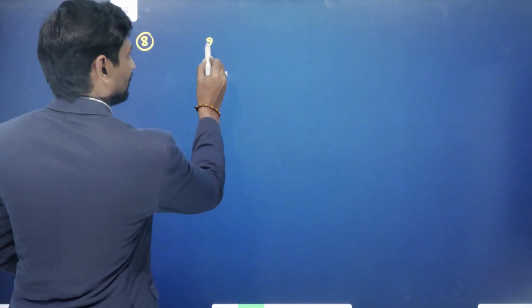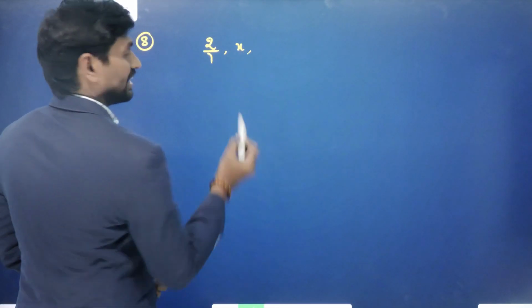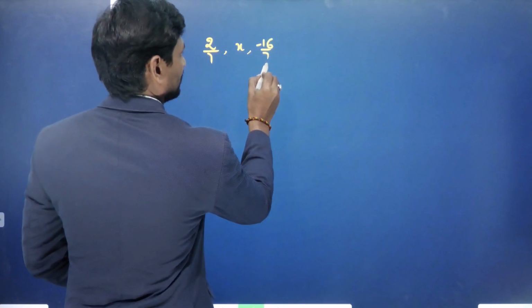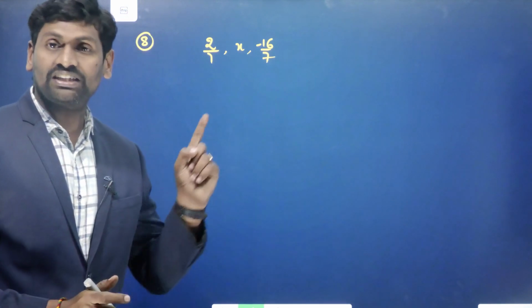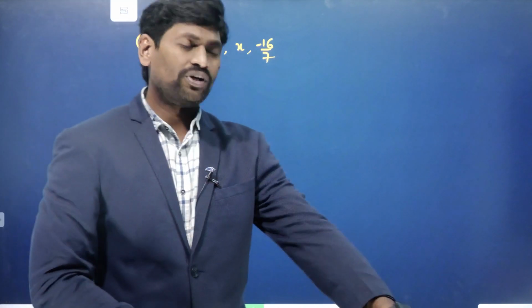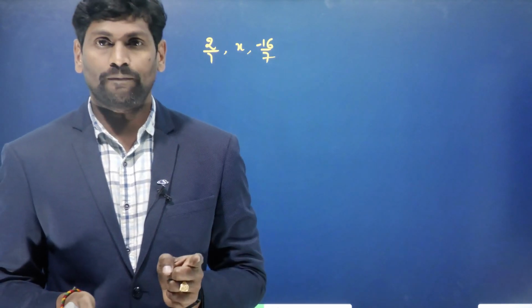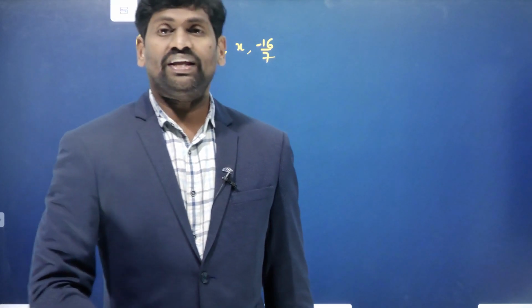Problem number 8. Three terms are given, and the 3 terms are in AP: 2 by 7, x, and the third term is minus 16 by 7. Arithmetic progression means the common difference is the same, a fixed number. Now what do we have to find? The x value we should find.